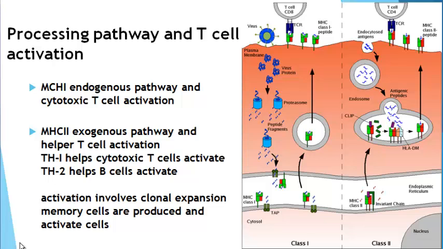T helper type 1 will secrete cytokines to stimulate cytotoxic T cells to action, while T helper type 2 secrete cytokines to activate B cells to secrete antibodies. Other helper cells will be memory cells for a future response to this epitope.